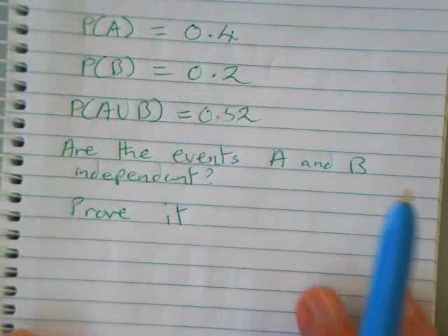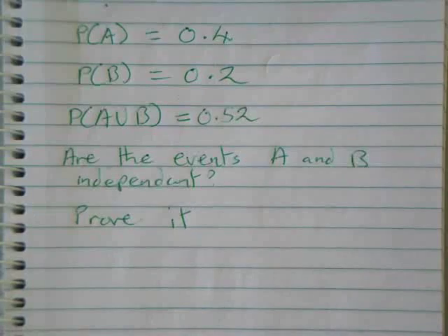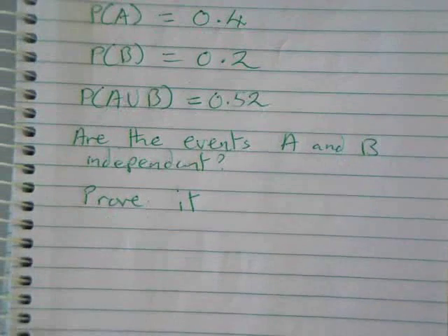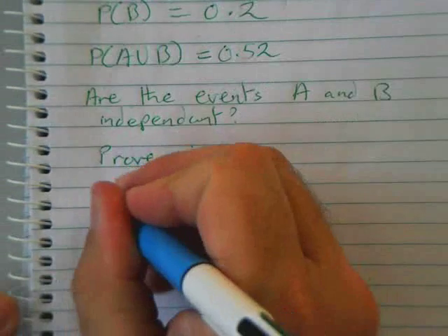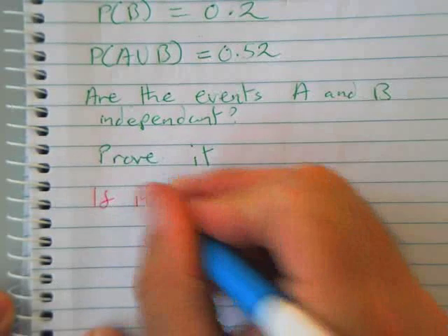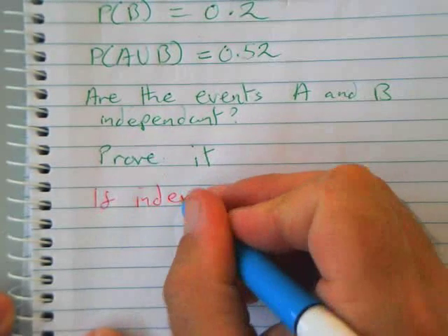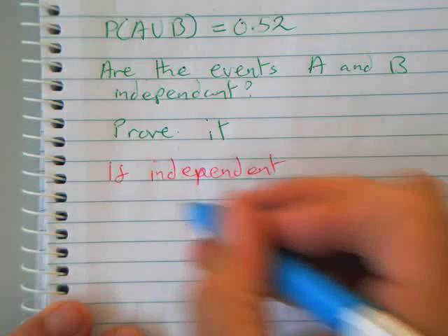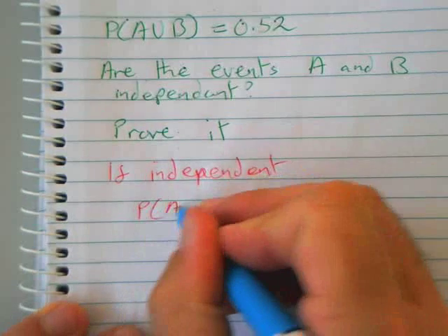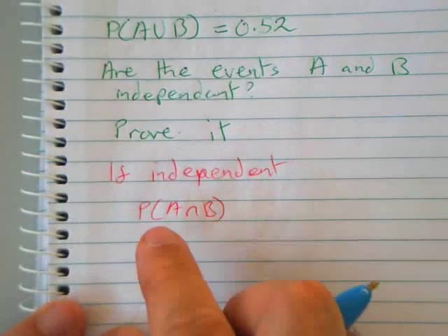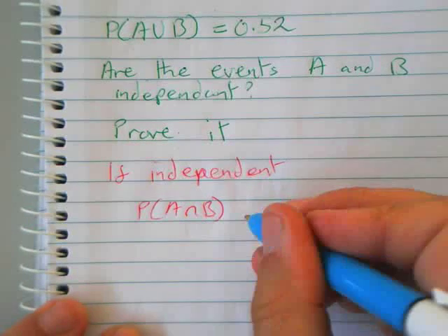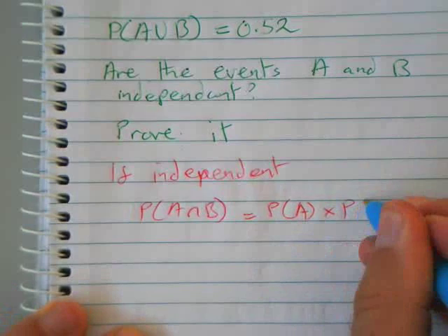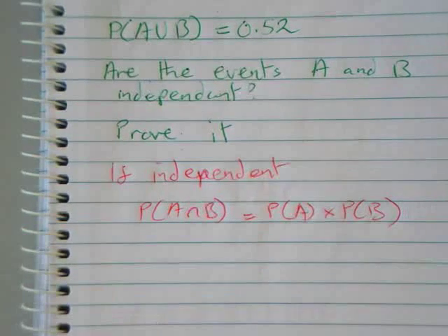We're looking at this particular question, and what we're going to ask is, are they independent? Now, there's an independence test. So if two events are independent, then the probability of A intersection B, in other words, the probability of them both happening at the same time, is defined as the probability of A times the probability of B. And that's the independence test.